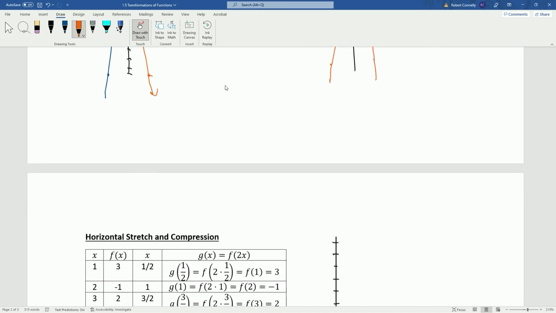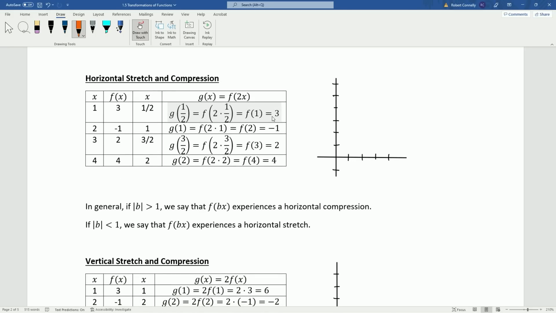All right, moving on to horizontal stretch and compression. All right, x equals 1, 2, 3, and 4, and y equals 3, negative 1, 2, and 4. So that's our usual example here. Okay, so what happens to this function? Oh, wait, my graph is messed up. Drew my points in the wrong spot. There we go.